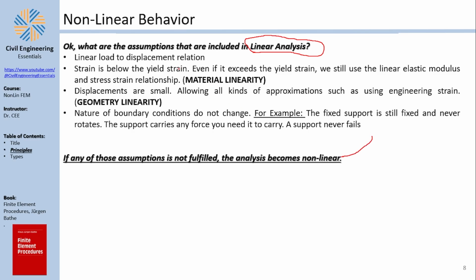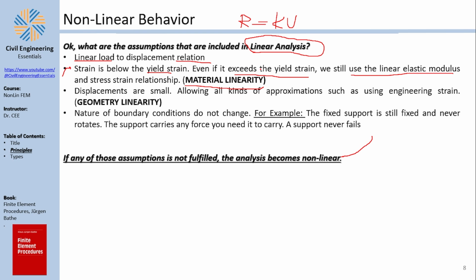Well, first of all, the first assumption in the linear analysis is in its name. It's a linear analysis because there is a linear load to displacement relationship. F equals Kx, or R equals Ku from now on. This is a linear relationship. Double the force, you get double the displacement. The other assumption that is inside it is that strain is below the yield strain, and even if it is exceeded, we are still using the linear elastic modulus, meaning we are still dealing with material linearity.